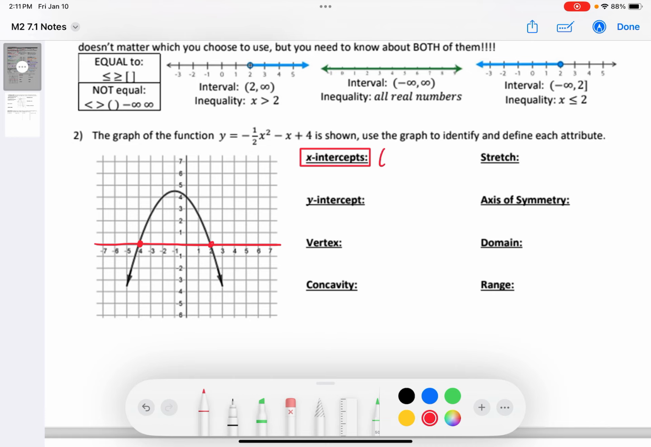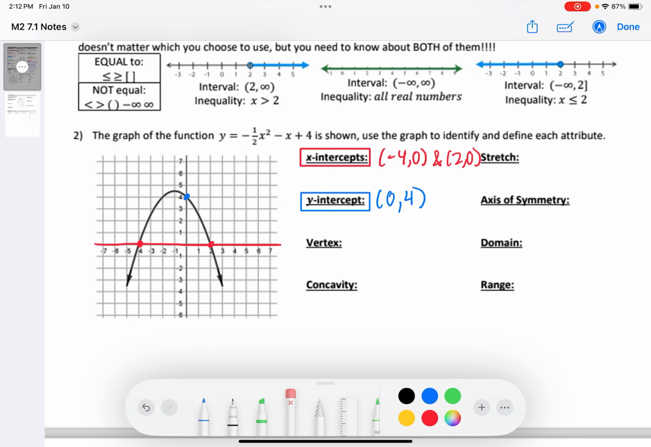And then listing those points, it's (-4, 0) and (2, 0). Those are my x-intercepts. My y-intercept, where the graph crosses the y-axis, crosses it just once right here, which is (0, 4). Awesome.